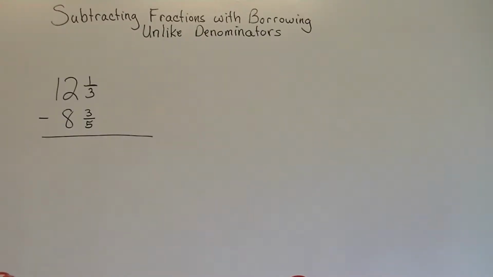Take a look at subtracting fractions with borrowing. And this is when the fractions don't have the same denominator. The rule for adding and subtracting fractions is that they have to have the same denominator, and these numbers don't. So if I look at the denominators, I have a 3 and a 5.